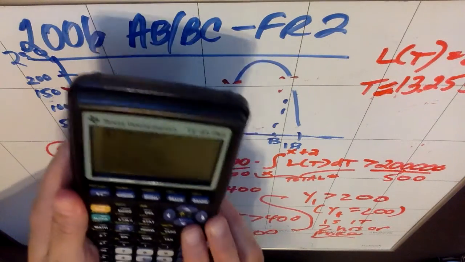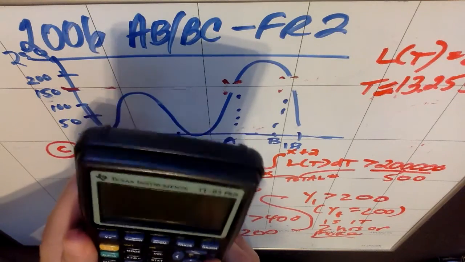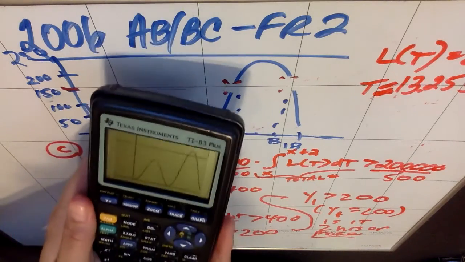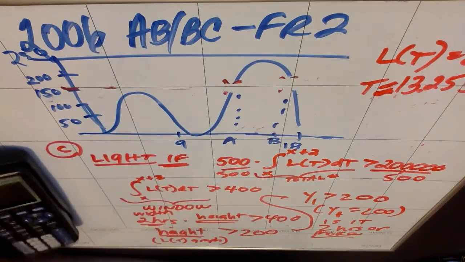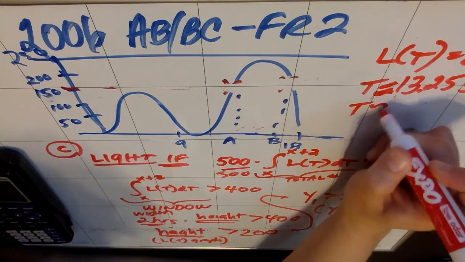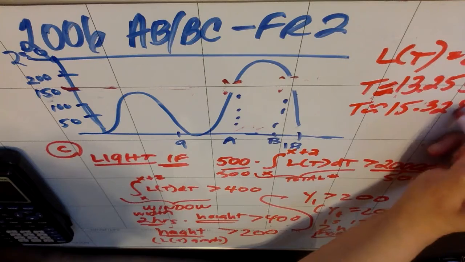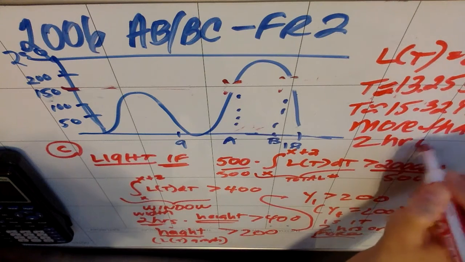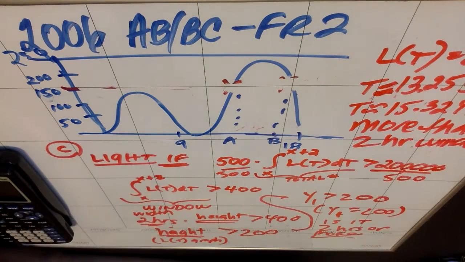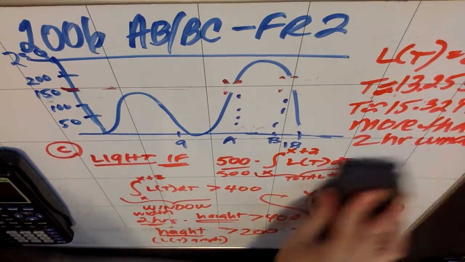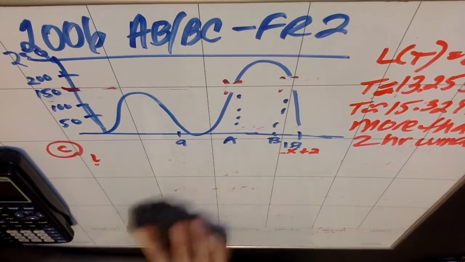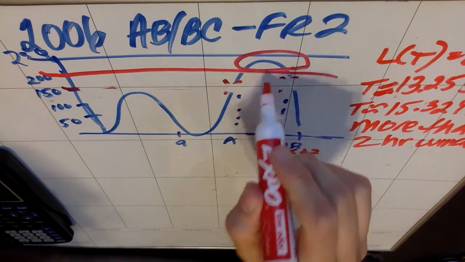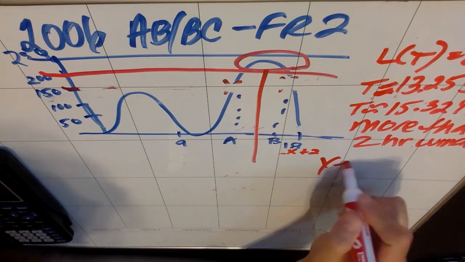So I'm going to do second calc intersect. I'm going to scroll over to the second one. And I get 15.323 or 324. So the second time is 15.324 hours. And that is more than a 2 hour window, because just barely that's more than 2 hours. So based on that quality, yes, we need a traffic light. Because this graph is above 200, we need a traffic light. So yes, you need a traffic light.